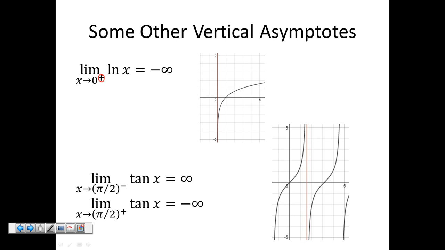If you take a look at the tangent function, it's got vertical asymptotes all over the place. It just repeats itself every so often. And taking a look at one of those vertical asymptotes, when we approach from the left, it's positive infinity. When we approach from the right, it's negative infinity. And that's true of every single one of these vertical asymptotes in this function. So just some other very specific examples of vertical asymptotes.